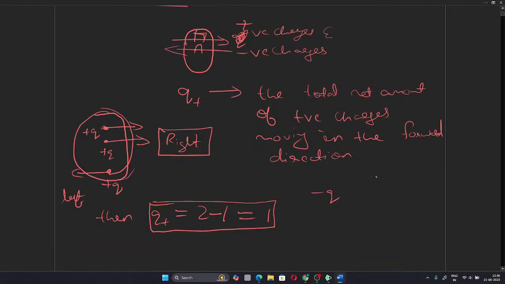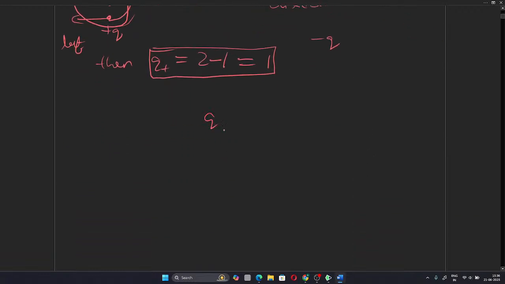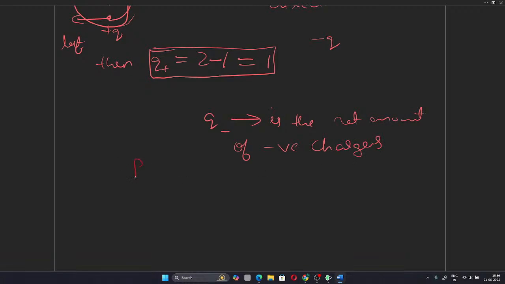Where Q minus is the net amount of negative charges flowing in the chosen direction.